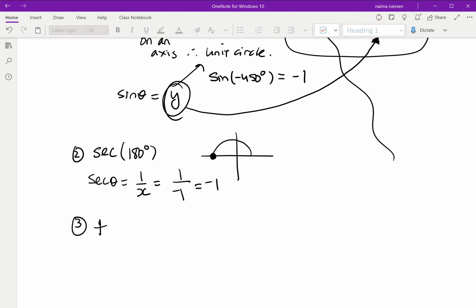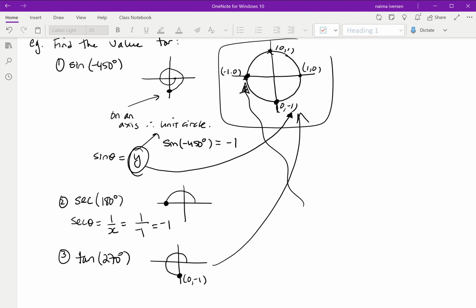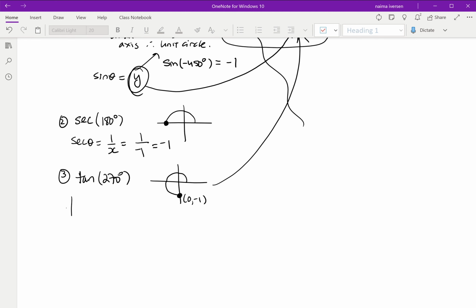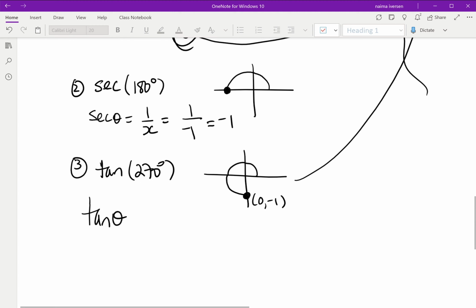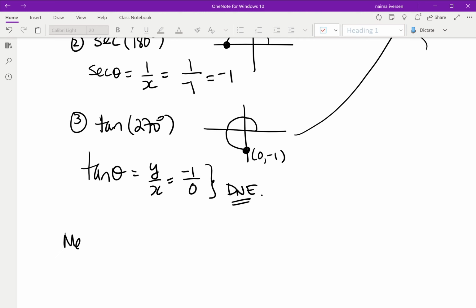Finally, let's do, I don't know, tangent of 270 degrees. So if I count 90, 180, 270, there I am again down here. That point is going to be at (0, -1). That's my unit circle right there on the axis. Tangent theta on the unit circle is equal to my y value divided by my x value. So it is my y value, which is -1, divided by my x value, which is 0, and that value does not exist.